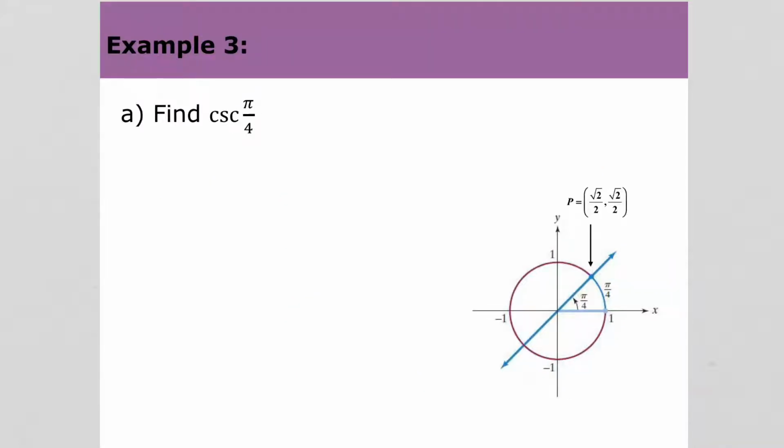Example 3 says find cosecant of pi over 4. So we've just found this point, square root of 2 over 2, square root of 2 over 2. And if you'll remember, cosecant is 1 over y. So we put 1 over root 2 over 2. Flip and multiply, and we'll get 2 over root 2, which we have to rationalize.